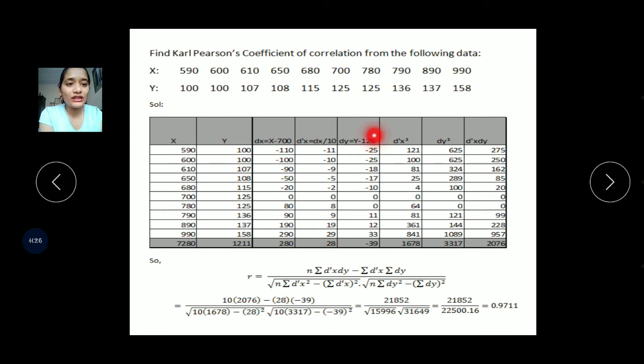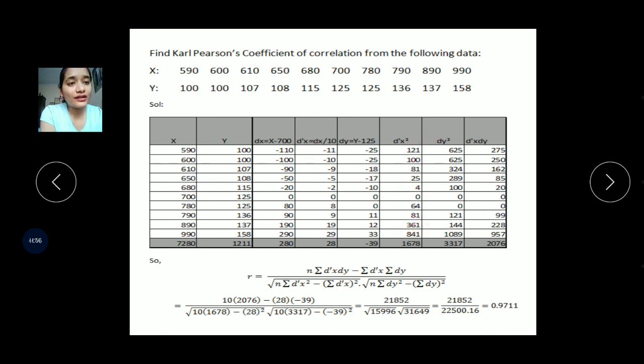Now for dy, again I have to choose between 115 and 125. Here also 125 is nearer to the mean of the y series, so I'll choose 125 and we'll take deviation from 125 here. Next, d dash x square: you'll multiply this 2 times, minus 11 into minus 11 is 121, minus 10 into minus 10 is 100, and so on, all other terms.